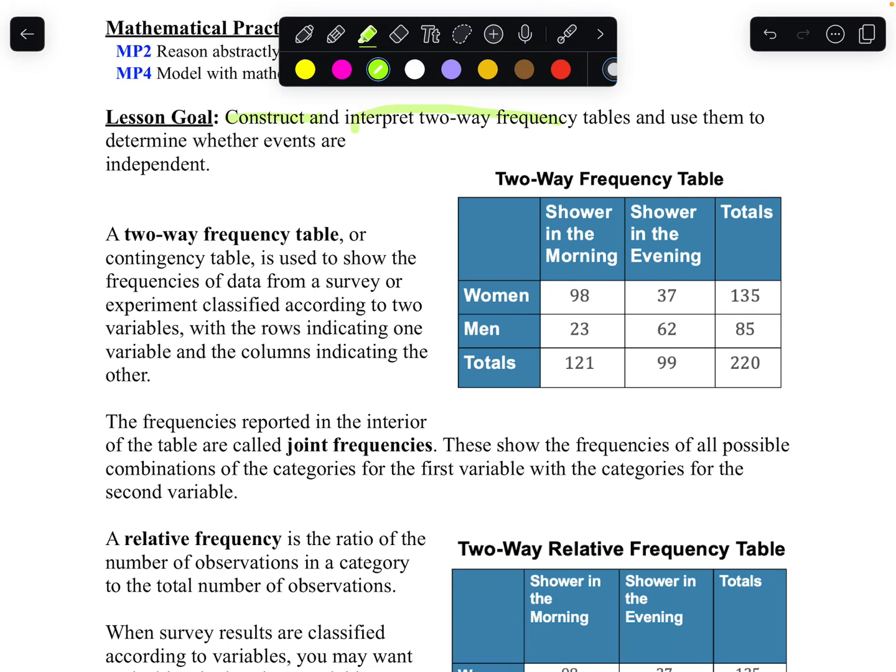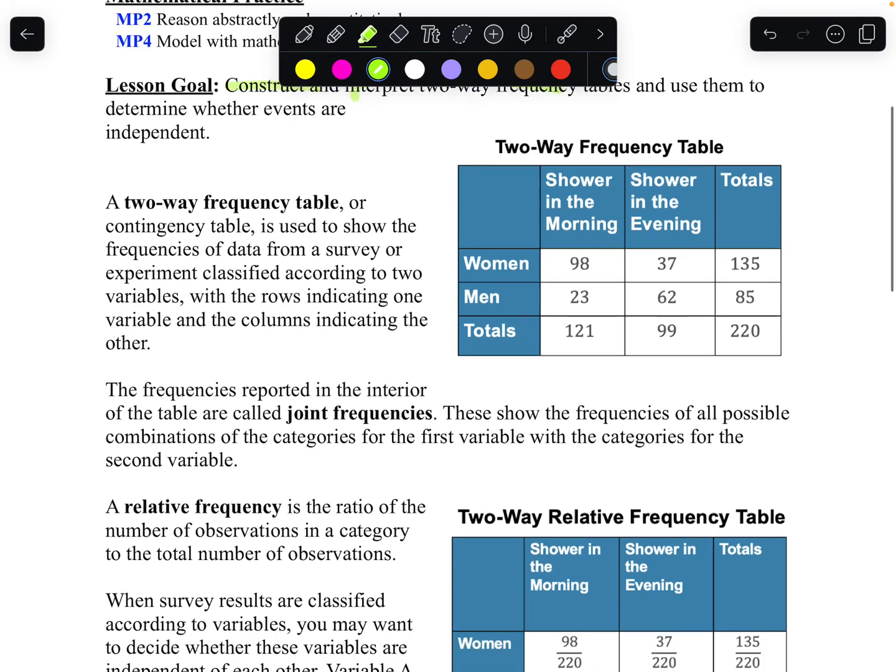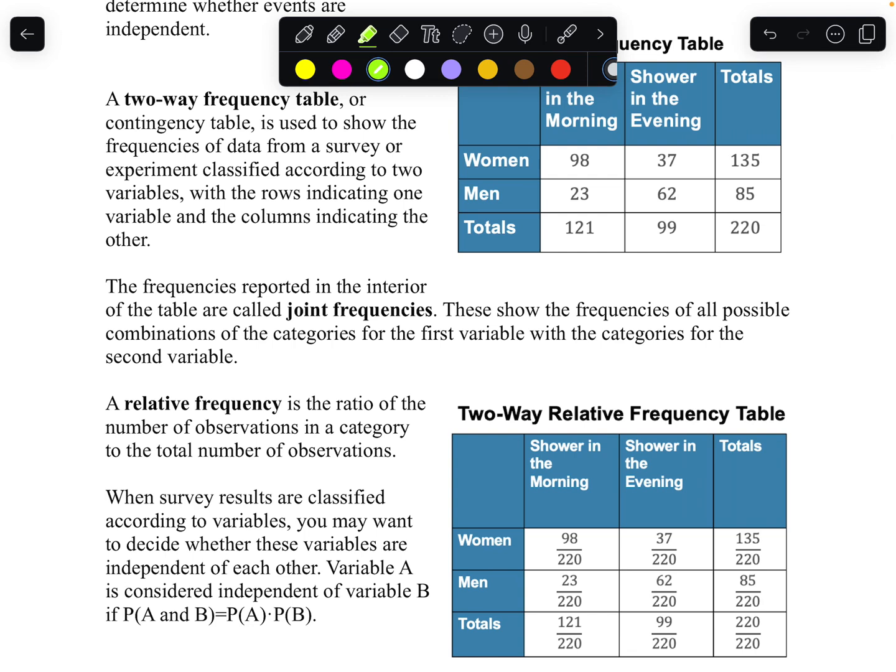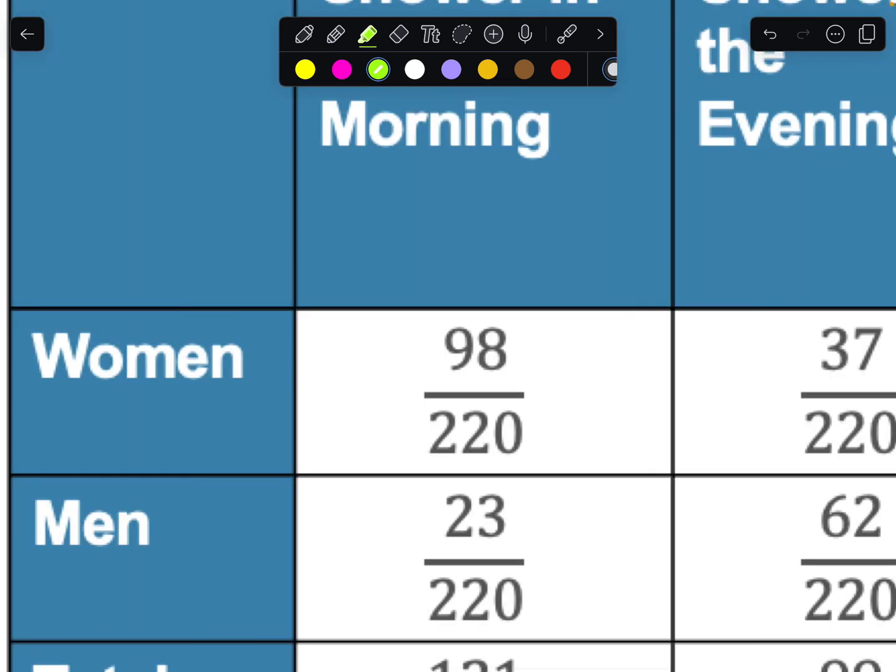In this case, we're comparing men and women and whether they prefer to shower in the morning or in the evening, and we just fill them in. Now, I could find the joint frequencies if I just divide by the total. A lot of times, instead of writing the fraction, we'll write the decimal. For example, in my first row, first column, that's 98 out of 220. We'll write 0.45 if we were doing that. That's usually how you see it written.